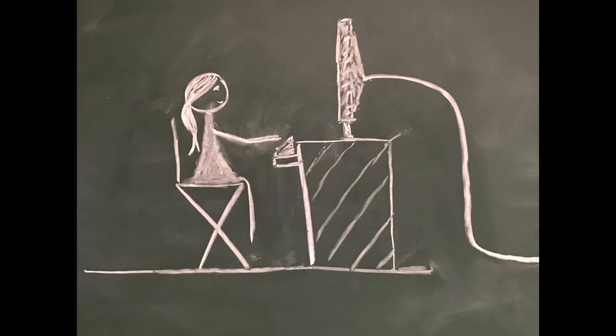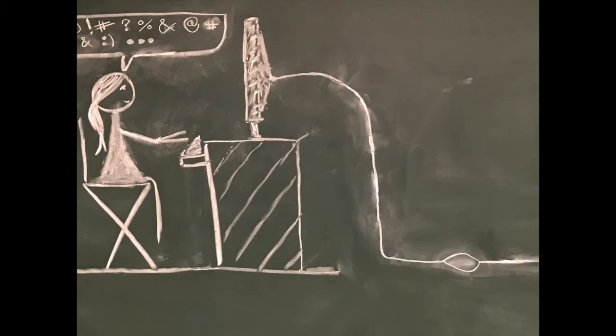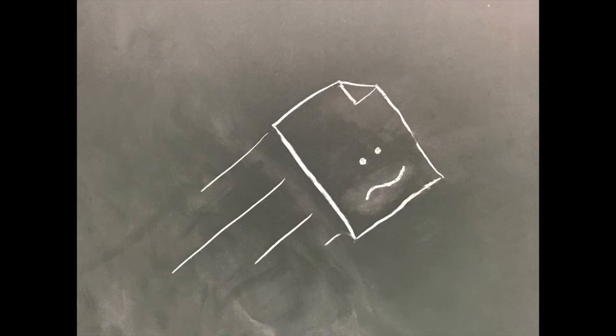Here is a girl, Laika, typing an email to her friend Dolly. When she hits send, the email is in the internet. But what does it mean for the email to be in the internet?